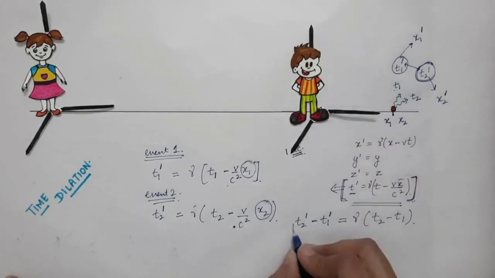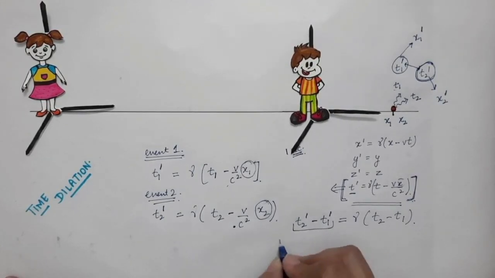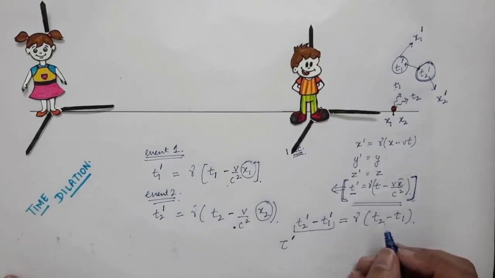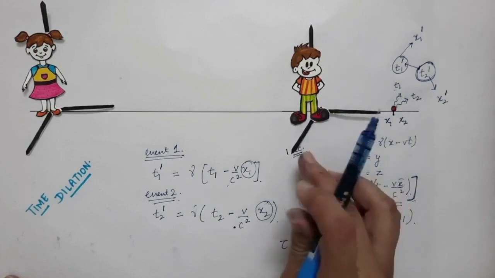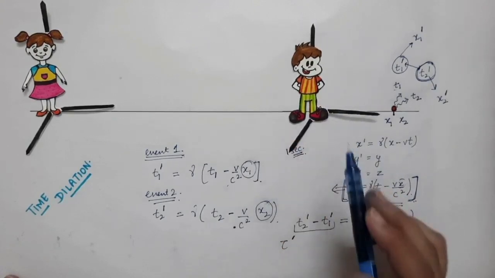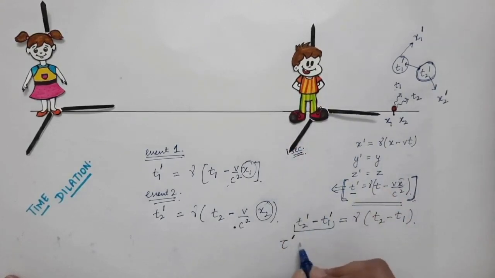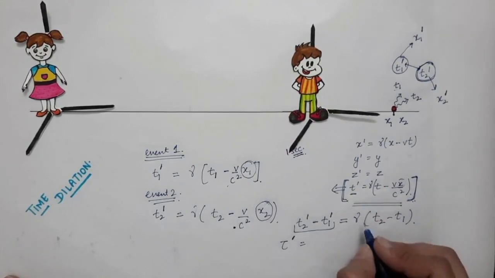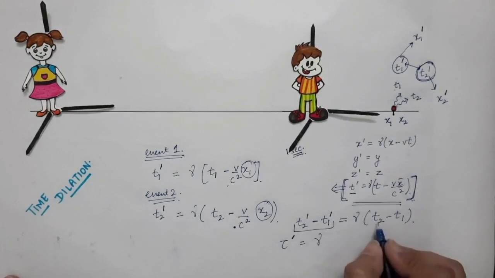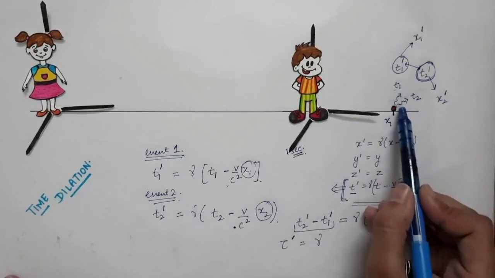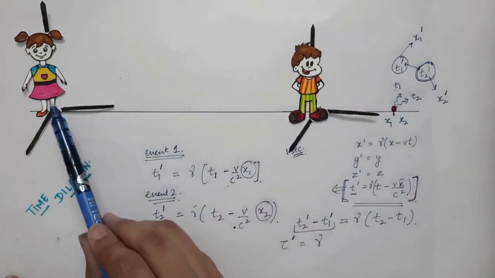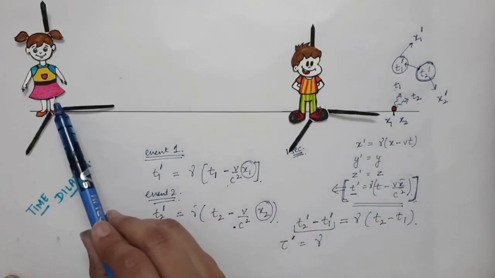So let's denote t2 prime minus t1 prime by tau prime. So tau prime is the interval between the two events with respect to a moving frame, that is your friend or the sigma prime frame. That is equal to gamma times t2 minus t1. So t2 minus t1 is the time interval between the same two events with respect to a stationary frame, or you can say with respect to you.